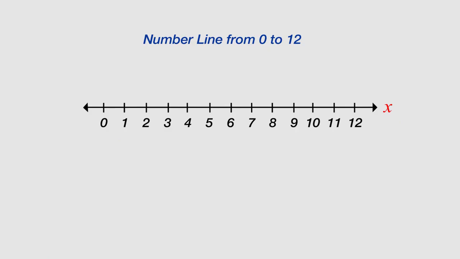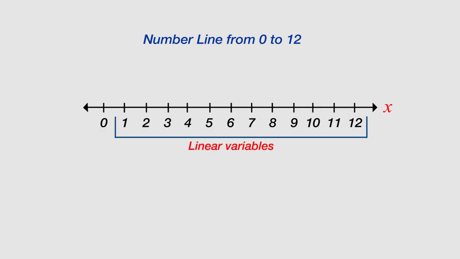Today, we want to take a portion of this number line, a positive side of the number line, starting from 0 to 12, with a variable number x moving along the line. Now, this variable is called a linear variable, and it can represent any distance from 0.